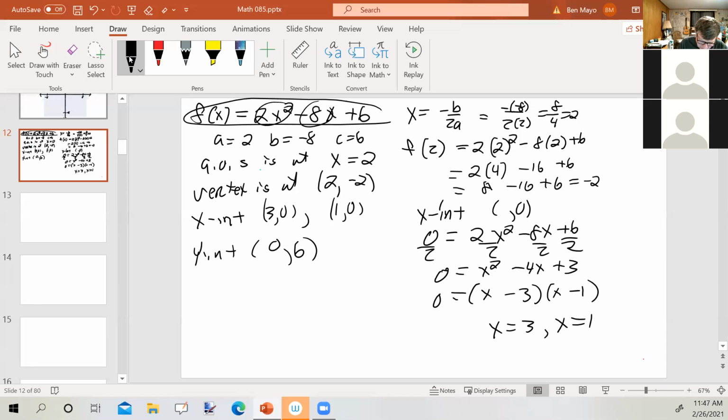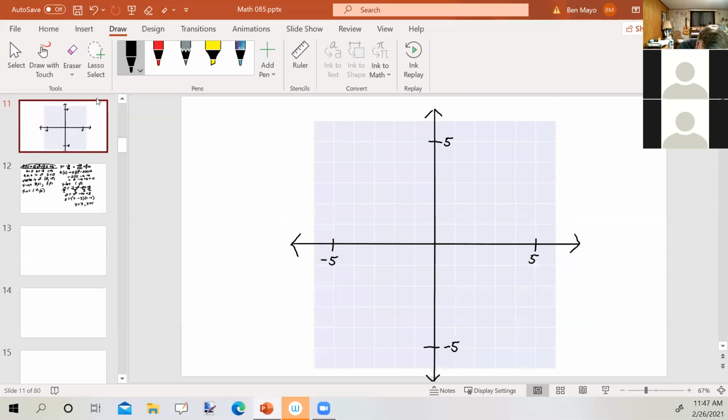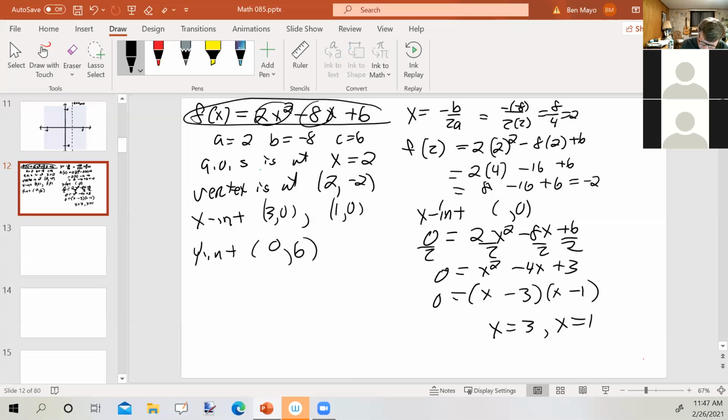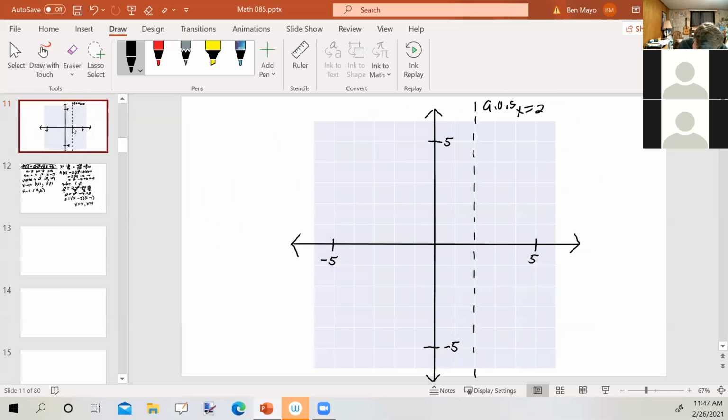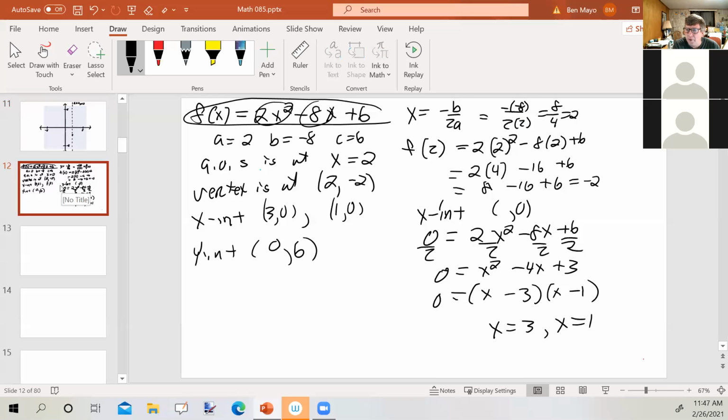All right. So let's graph this thing. The axis of symmetry is at x equals 2. So that would be right here. So the AOS is x equals 2. The vertex is at (2, -2). So that's right there. Does this thing open up or down? Up. How do you know? Because a is greater than 0. Correct. Good answer.